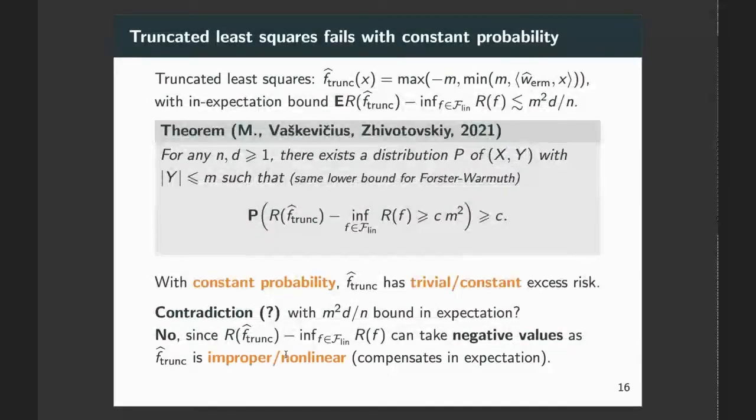So this is a bit of an unusual behavior. Usually when you have something that works in expectation, it tends to work with constant probability. But here this is not the case, and in a very strong sense. It completely fails with constant probability.